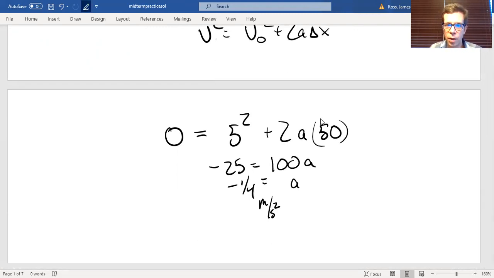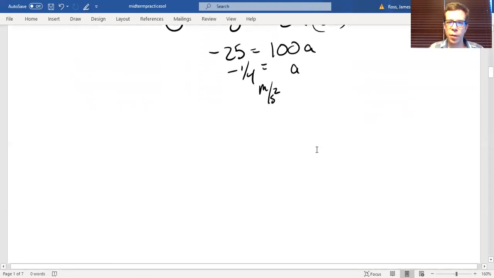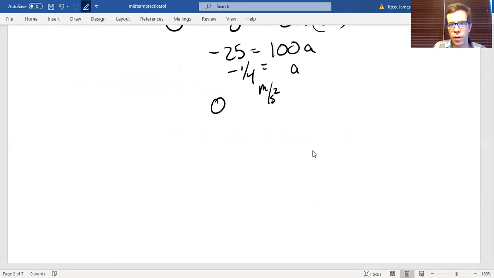We can check that out with, this is meters per second squared, meters per second all squared, right? And then we divide by meters. So that checks. So minus 1/4 meter per second squared, or you could say 0.25.